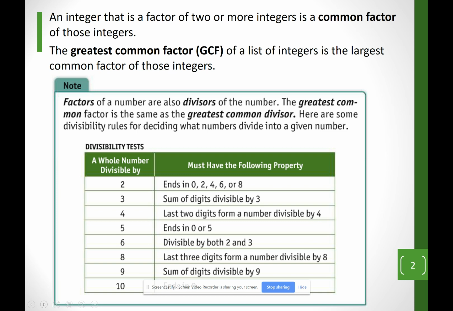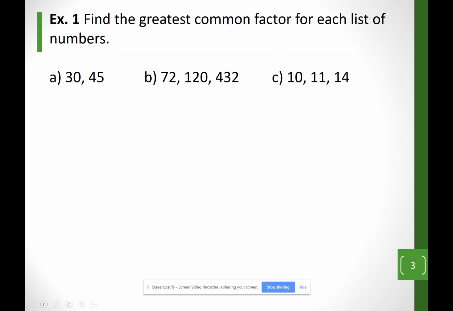I have a list that helps you find out what the factors are. We're going to go a little more over this list in the classroom, but this list helps you find out what the factors are of each number. So, for example A, it says find the greatest common factor for each list of numbers. I'm going to start by finding the factors of 30.